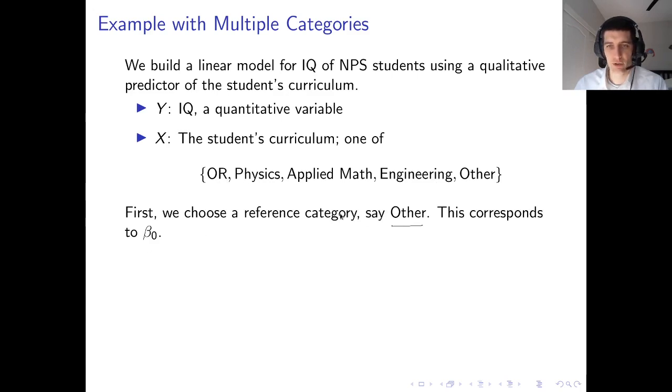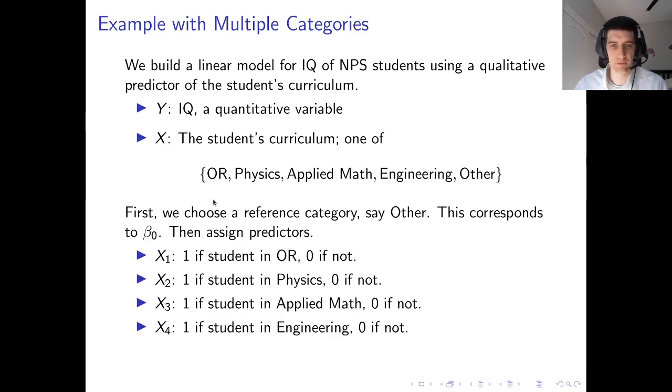This corresponds, of course, as I described, to just the intercept term beta 0, so all the binary predictors have been set equal to 0. Then I'm going to assign new predictors. The first one is going to be 1 if a student is in OR and 0 if not. The second one is going to be 1 if a student is in physics, 0 if not, and so on and so forth. So what I'm doing is, of course, having these 5 categories, choosing 1 as a reference, and the other 4 I'm assigning to their own predictors, each of which gets its own contrast.